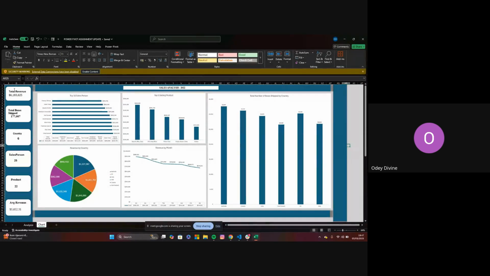So the total revenue for the year was $6,183,625. The total boxes shipped was 177,007 boxes, shipped to 6 countries. Our salespeople were 25. Our products were 22. And our average revenue for the year was $5,652.31. Thank you.